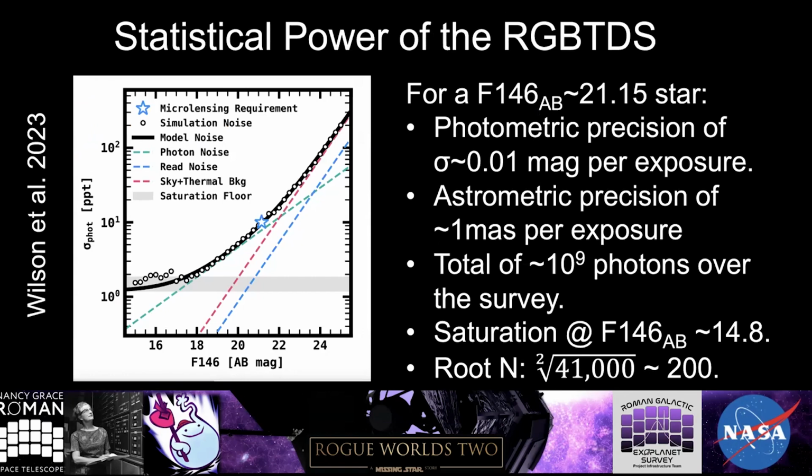I just want to mention that the statistical power of the Roman Galactic Bulge Time Domain Survey is enormous. So for a typical sort of 21st magnitude star in the wide filter, you get a 1% photometric accuracy per point per epoch and a 1 milliarc second astrometric accuracy per epoch. And of course, you have something like 50,000 of those exposures. Sorry, this is an old version of this. It should be 50,000. So if you can really harness that root N, you can do a lot of stuff.